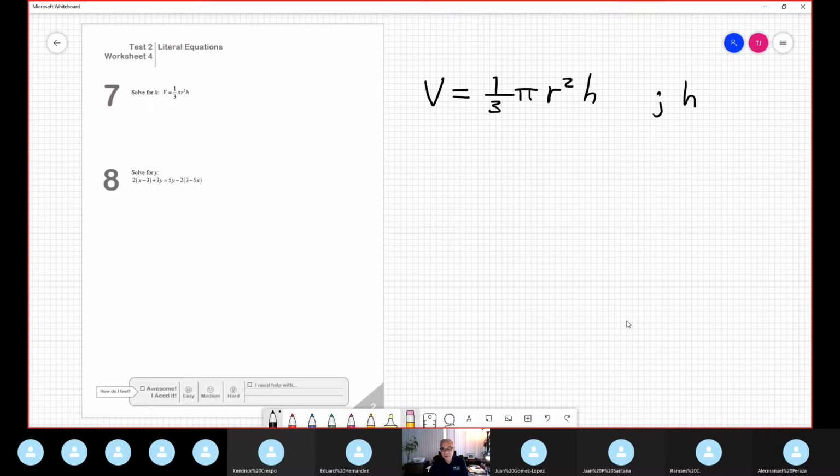Okay, can you remove everything? So now you can multiply by the reciprocal. What is the reciprocal of this guy? 3/1. What is the reciprocal of this? 1/π. What is the reciprocal of this? 1/r². In conclusion, there is 3 on the top: 3 times 1 times 1. 1 times pi times r² is pi r².